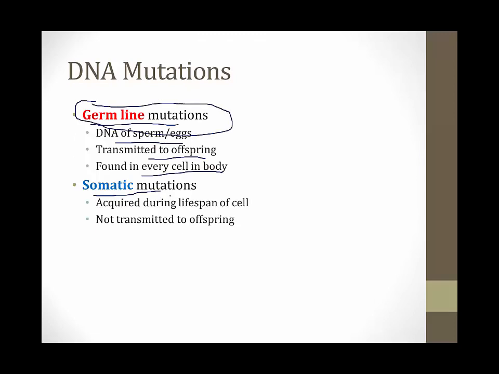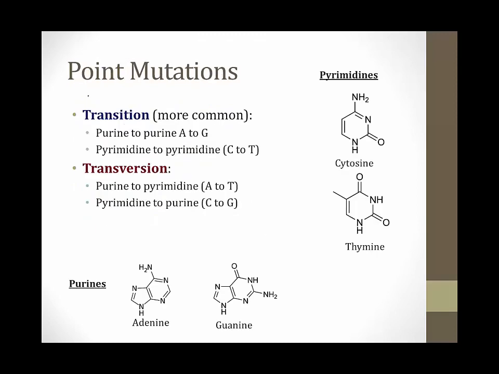In contrast, a somatic mutation is a mutation acquired during the lifespan of a cell. For example, if one of your skin cells develops a mutation, that skin cell can pass it on to daughter skin cells, but it's not going to be transmitted to the offspring of the individual because it doesn't involve the germline cells. The first type of DNA mutation we're going to discuss is called a point mutation. This is where a single base is switched with another base, swapping the nucleotide from the correct nucleotide to the incorrect nucleotide. There are two subtypes of point mutations.